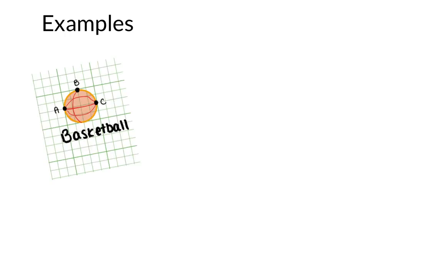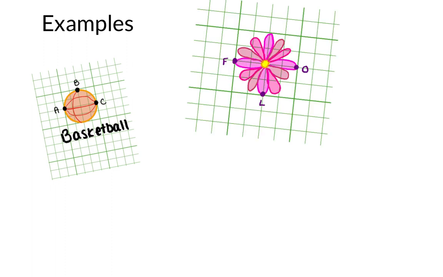So here are a few examples to get you thinking. This logo might represent somebody who enjoys playing basketball. Now notice their shape is a circle, but they included 3 points on that circle, and those will kind of be the anchor points that they'll be using as they do all their transformations. Here's another example. This person used a flower, and they have FLO as their vertices.